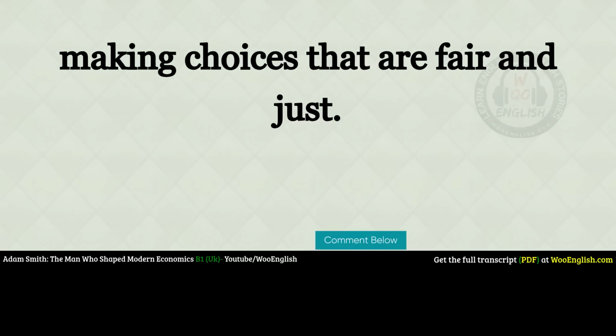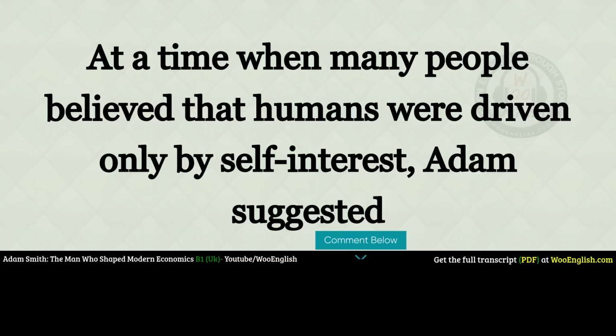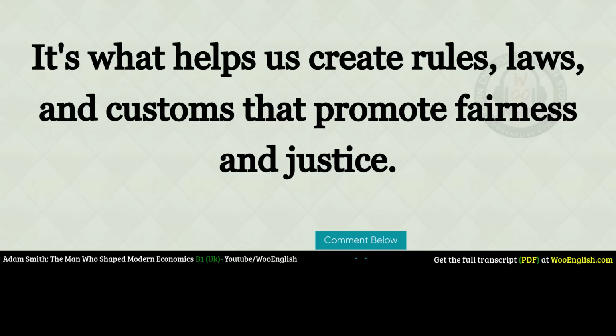are fair and just. Adam's ideas were revolutionary. At a time when many people believed that humans were driven only by self-interest, Adam suggested that there was something deeper at play. He believed that our natural sympathy for others is what holds society together. It's what helps us create rules, laws, and customs that promote fairness and justice.